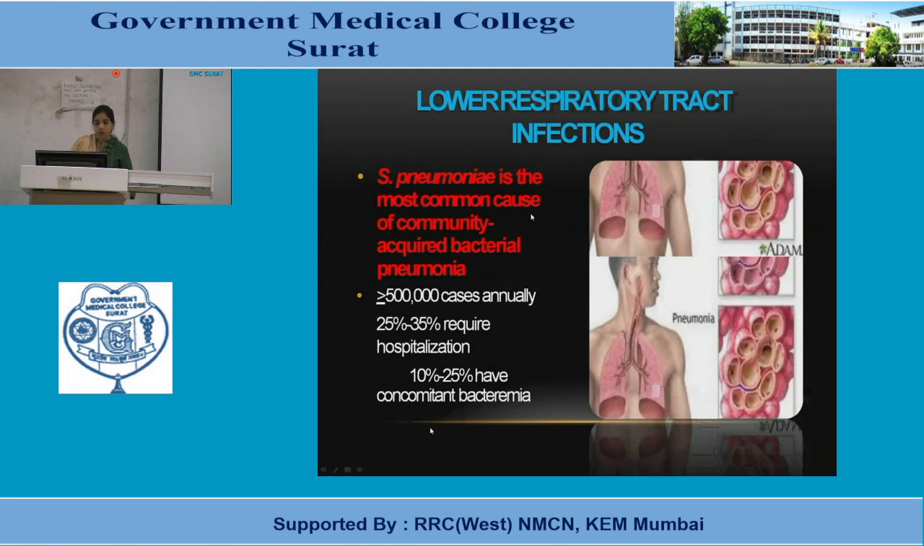Streptococcus pneumoniae is the most common cause of community acquired bacterial pneumonia. Greater than 500,000 cases annually, and 25 to 35% require hospitalization from lower respiratory tract infections caused by pneumococcus, and 10 to 25% have concomitant bacterial infections.